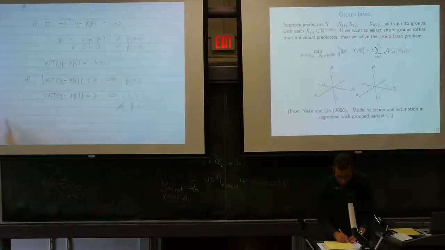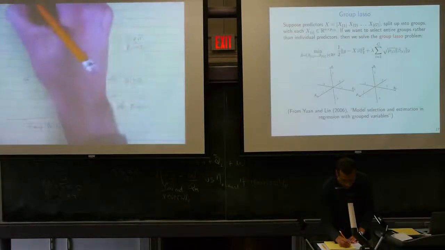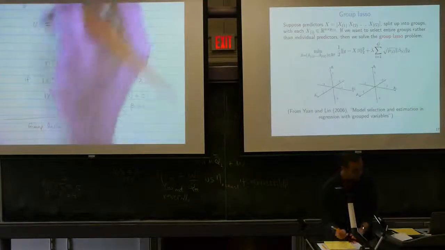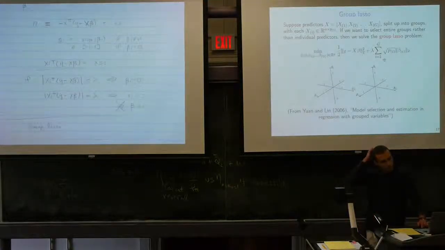Okay, so that was the lasso. Here's just a quick one involving the group lasso. So we haven't seen this problem before. Now the KKT conditions give us a little bit of intuition as to what it's doing.